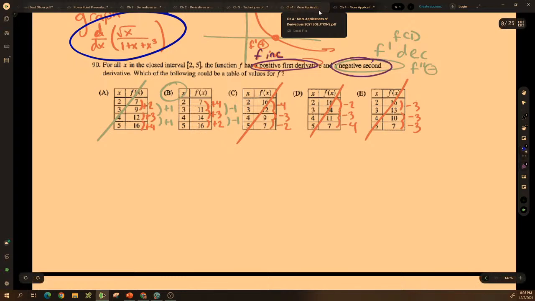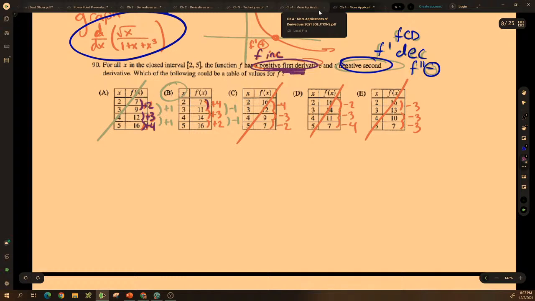I'm going to do this in the other color, in blue. So the negative second derivative means that f double prime is negative, which would mean that f is concave down, but that also means that f prime is decreasing. And so what I like to do is look at the first derivative, which is positive. The first derivative is going to be my change. So this adds by 2. This adds by 3. This adds by 4. Okay, that's just my first derivative. It needs to be positive.